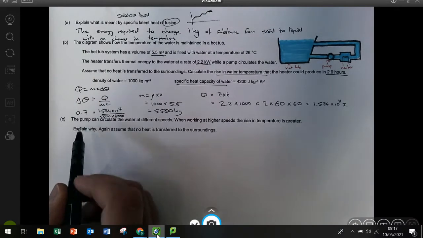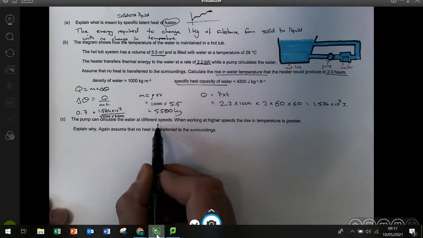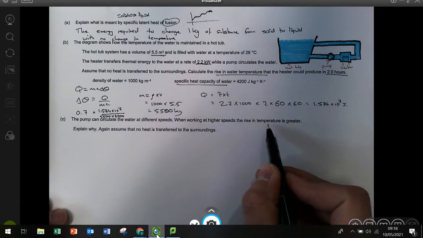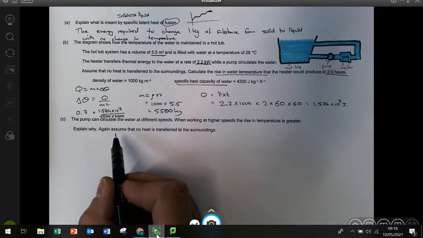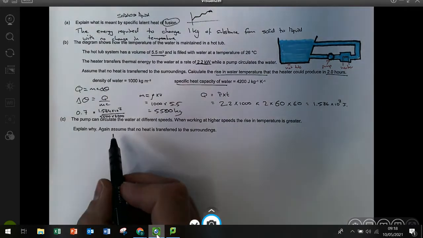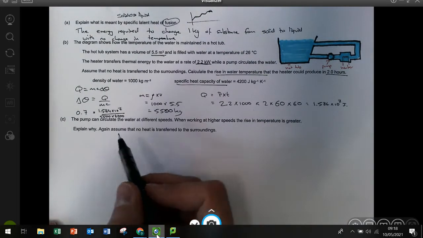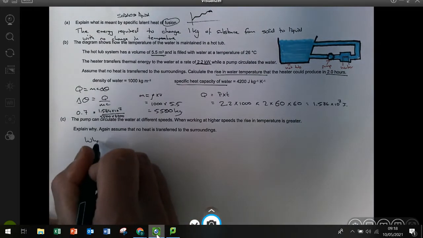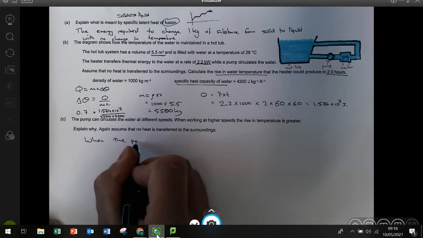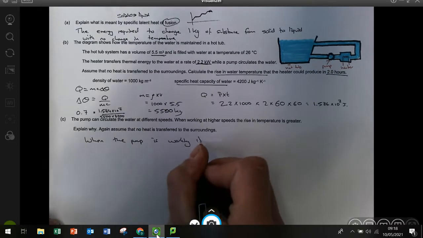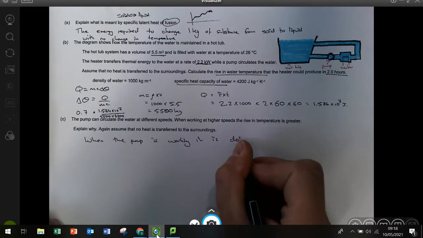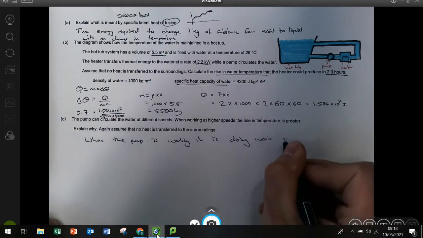Okay, part C. The pump can circulate the water at different speeds, and working at higher speeds, the rise in temperature is greater. Explain why. Again, assume that no heat is transferred to the surroundings. So there are a couple of ways you could approach this, but the most obvious way is to say when the pump is working, it is doing work on the heater.